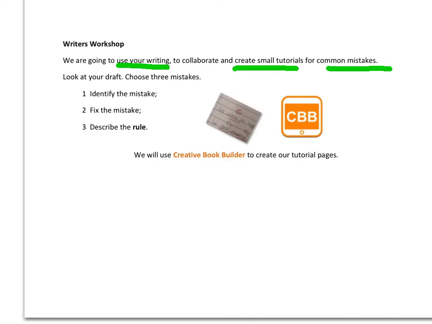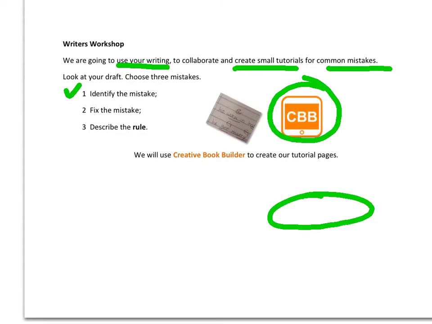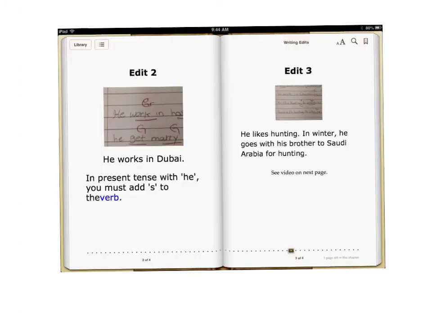So if you see a mistake on your essay with a green circle, that's one of the targeted grammar points I want you to focus on. So I've done number 1. I've identified the mistake for you. What I want you to do in Creative Book Builder is fix the mistake and describe the rule. And this one is going to be difficult for us.